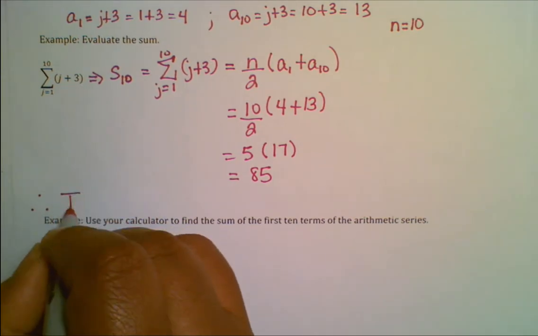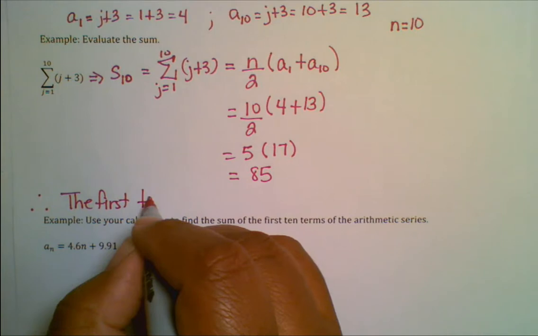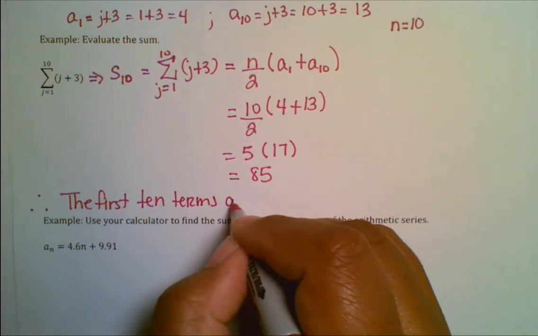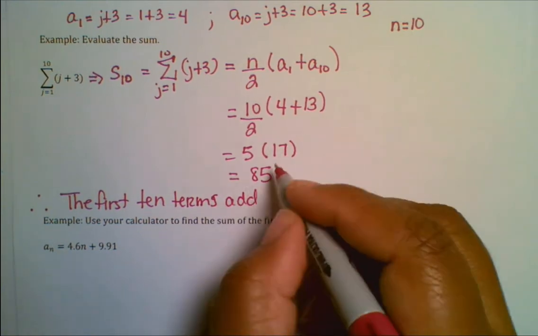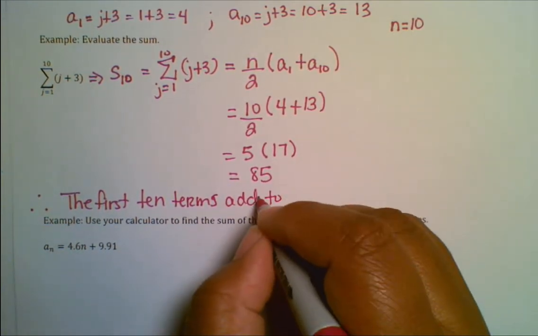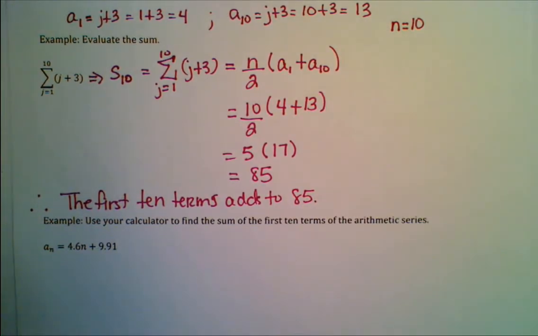Therefore, the first 10 terms add to 85. So that would be our solution.